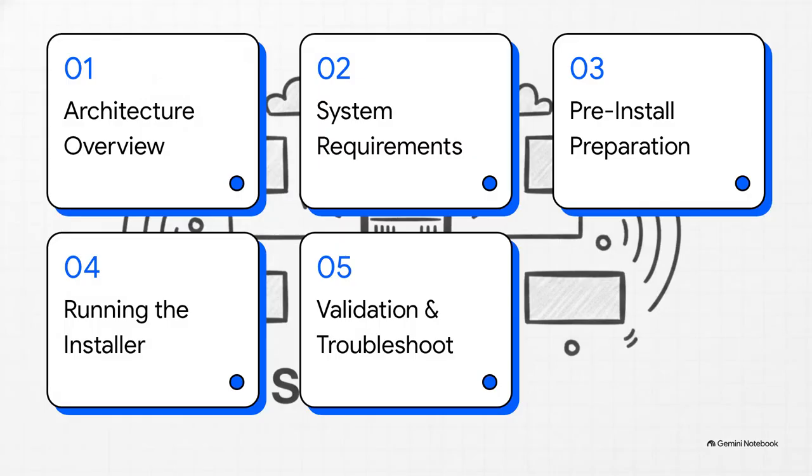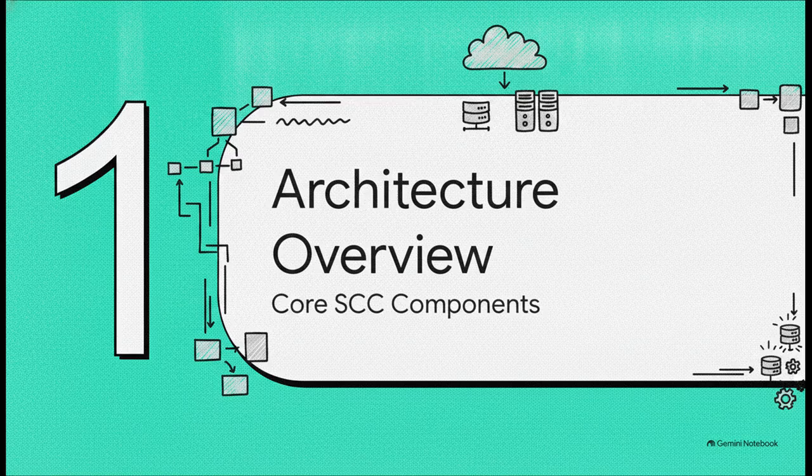To get there, we'll follow a tight 5-pillar roadmap. We'll start with the architecture overview, move into the exact sizing requirements, spend some really crucial time on the pre-installation prep, run the automated installer script, and then wrap up by learning how to validate and troubleshoot the whole thing like a total pro. So let's kick things off with step 1, architecture and overview.